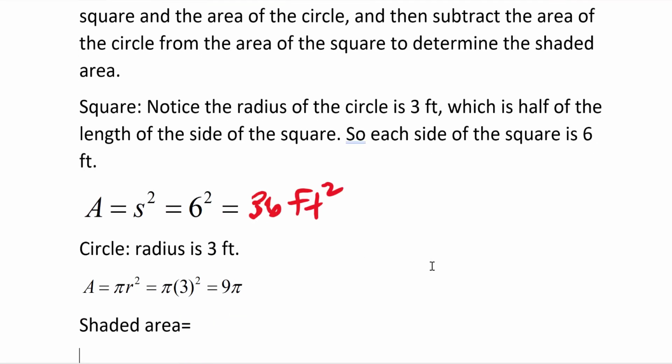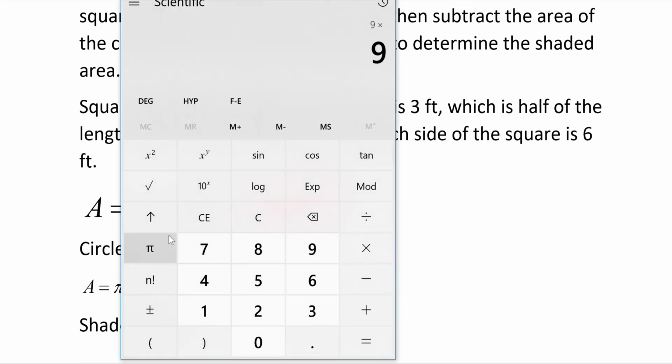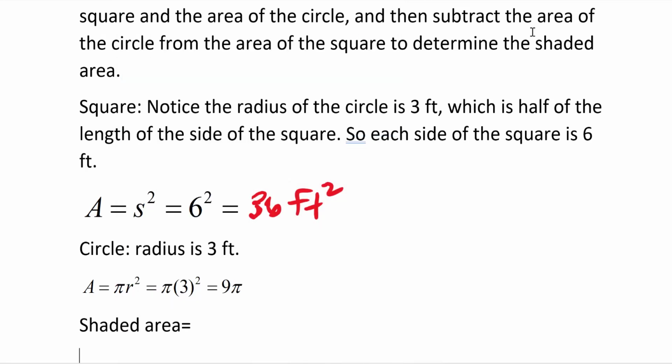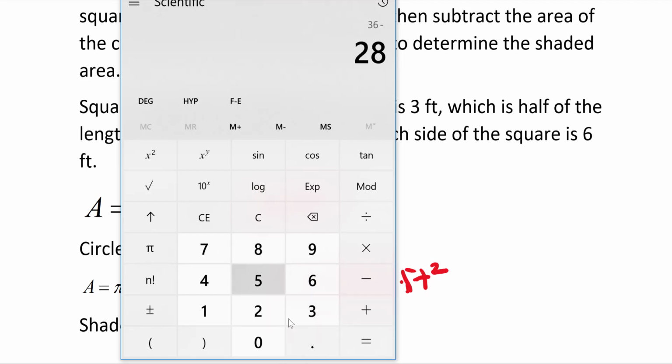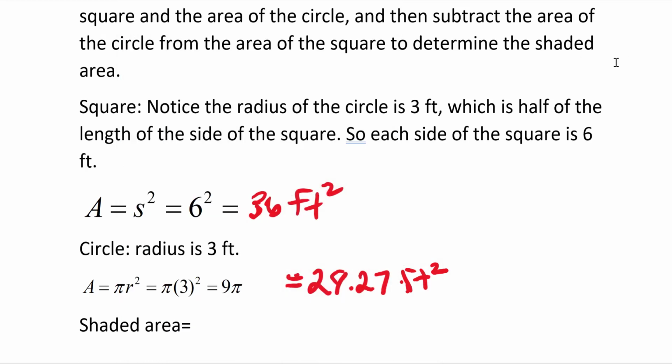And then for the circle, the radius is 3, so we have pi r squared, or 9 pi, which is 28.27. So the shaded area is going to be the difference between 36 and 28.27, which is 7.73 square feet.